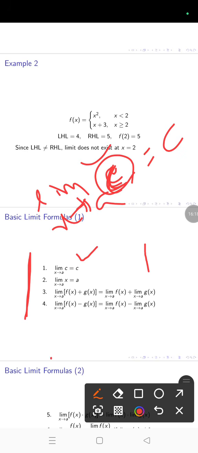Now the second formula is limit x tends to a of x: in place of x put a, and that will be equal to a. It is very easy. Now the limit of f(x) plus g(x), you can separately find the limit of f(x) as x tends to a plus the limit of g(x) as x tends to a. Similarly for the minus case, f(x) minus g(x) as x tends to a, you can separately find the limit, and it will be equal to the limit of f(x) as x tends to a minus the limit of g(x) as x tends to a.